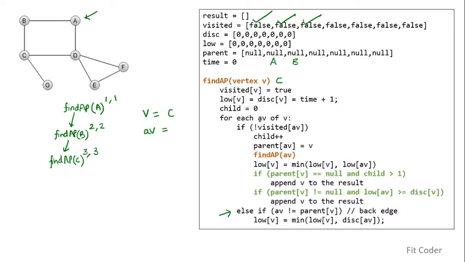Child is 0. For each adjacent vertex of C, the adjacent vertices of C are B, D and G. So let's start with B. But B is already visited, so we come in the else condition. So we check AV is B and parent of C is B. So this condition does not hold true. So we again check the next adjacent vertex for C. Now AV is D. D is not visited, we increment the child. We set parent of D to C and we call findAP for D.